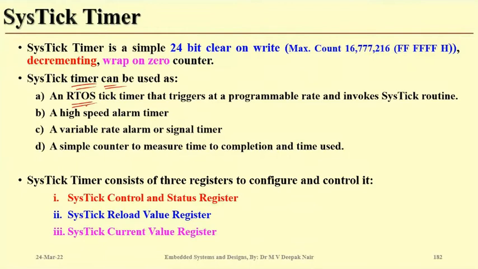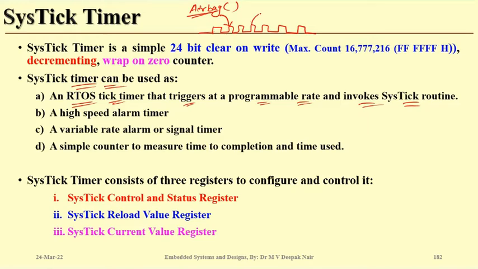The constraint is time. It is not whether it is performing well or good or bad. The time-based event has to be generated. So Systick timer can be used as an RTOS tick timer, which can trigger at a programmable rate and invoke a Systick routine. For example, suppose our clock is running like this, and we are planning to design an RTOS-based system. In this time, you first check the airbags, assume. So there is a function, airbag, and it will check the airbags.